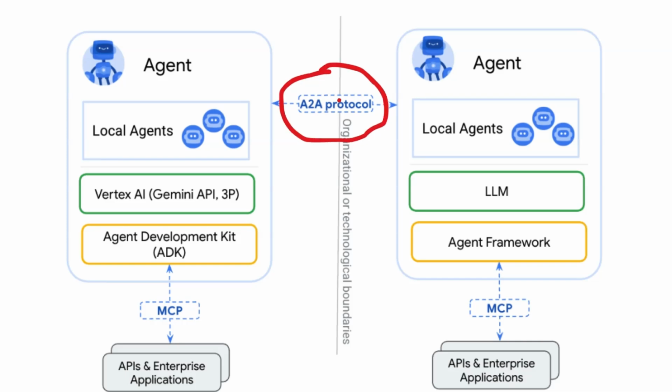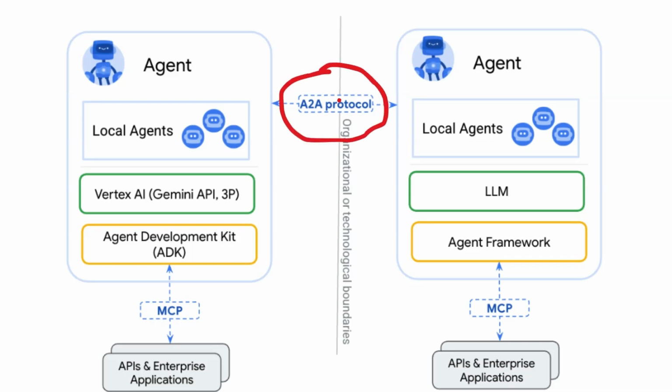The A2A protocol, or agent to agent protocol, is used to communicate between agent 1 on the left side and agent 2 on the right side. This is a logical representation. This means the agent to agent protocol is used to communicate between multiple agents. So agents could be in different locations, remotely located. Agents could be in different companies, partner companies or vendor companies or even competitor companies.